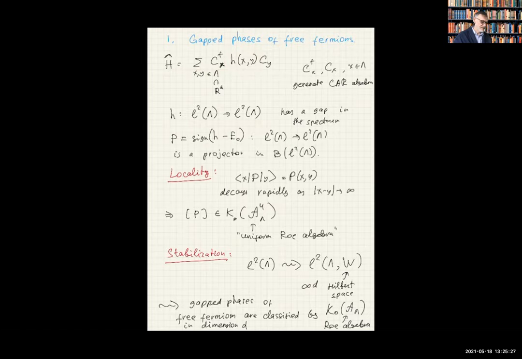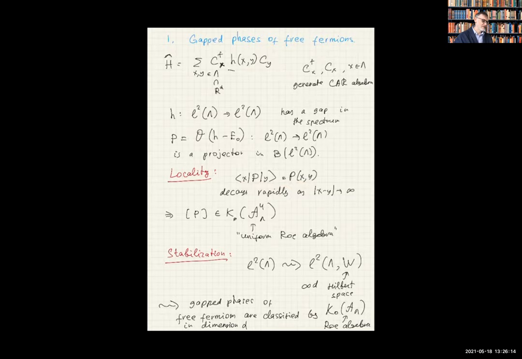If you have a gap in the spectrum, at some value, then you can form the projector, which should be a step function of the Hamiltonian. This projector, if the Hamiltonian has rapid decay, and it's very important for all this business to assume that all your terms in the Hamiltonian have rapid decay. In this particular case, it just means that this matrix H decays rapidly when x and y are far from each other. Then the projector will also have the same property. It will also decay rapidly when the points are far from each other.